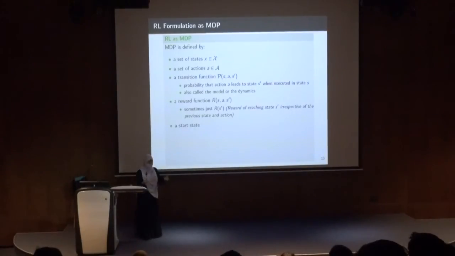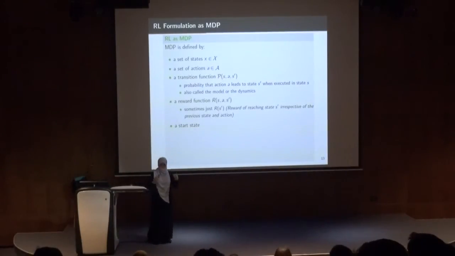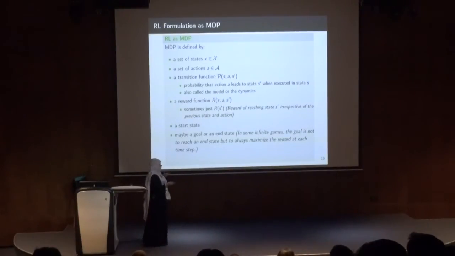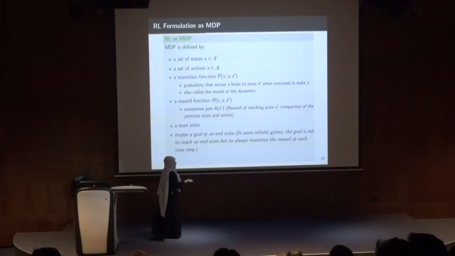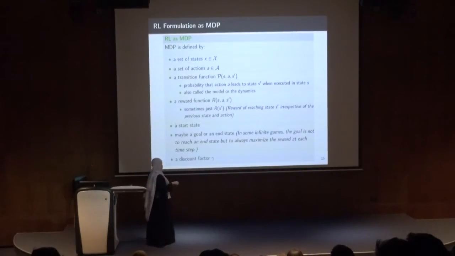I have to have a start state. So where does the game or the problem start? And maybe I have a goal. For example, in this case, it is to reach the diamond or an end state. And sometimes in infinite games, I can just play forever without having a certain goal, to maximize the cumulative reward.